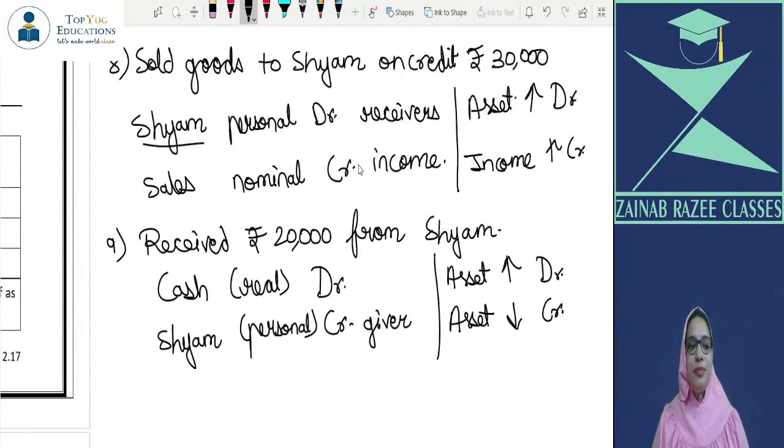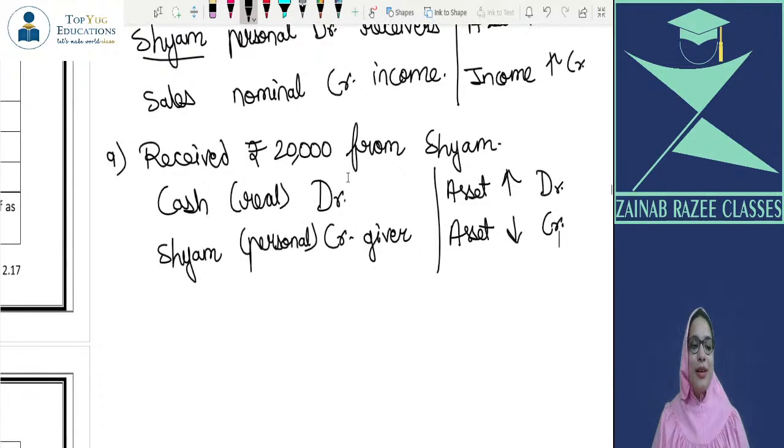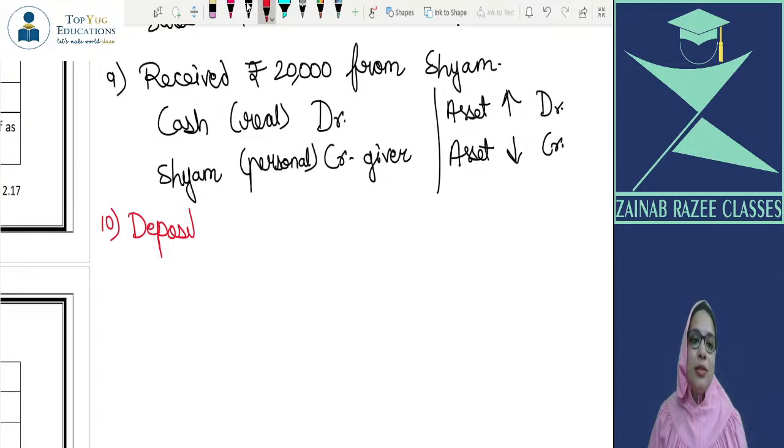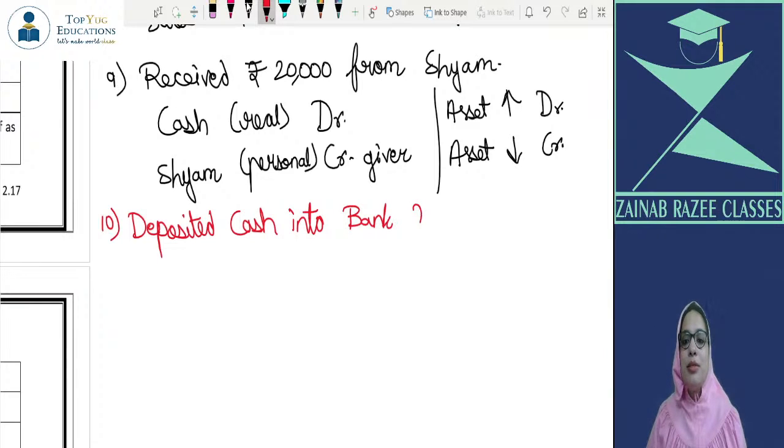Next, going on to the next one now. Next is withdrew cash from bank, or before that, since we have not deposited the amount, let us first deposit cash into bank. Let's say rupees 50,000. What will be the two accounts that get affected? Deposited cash into bank.